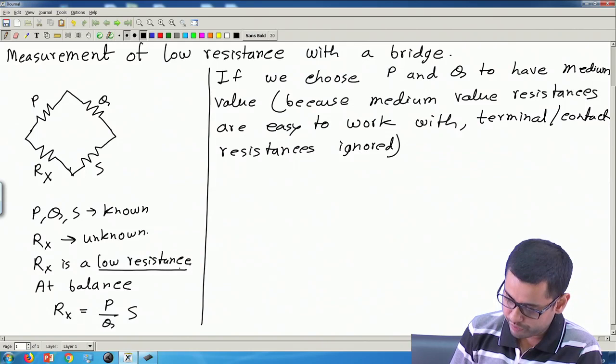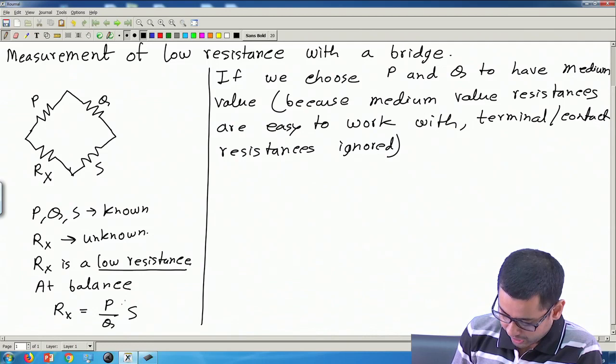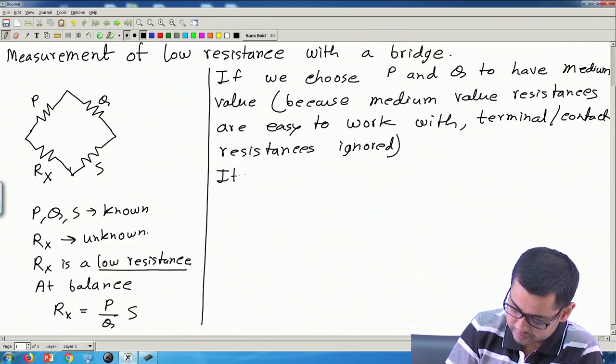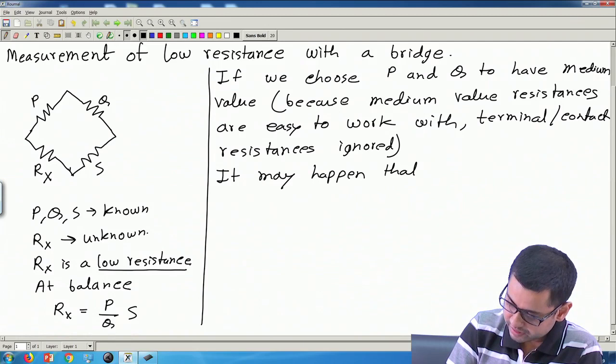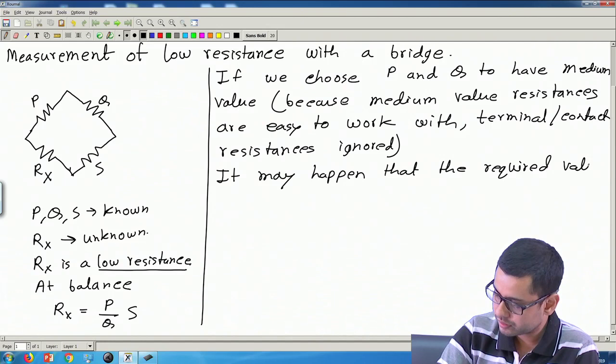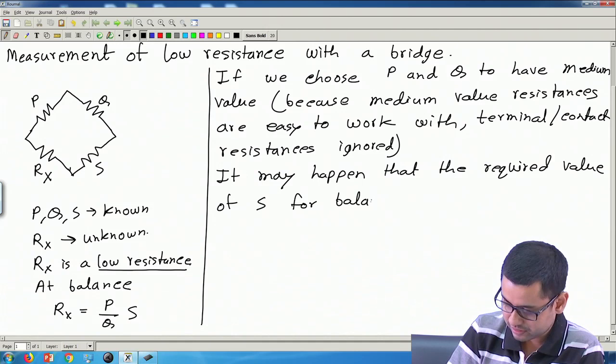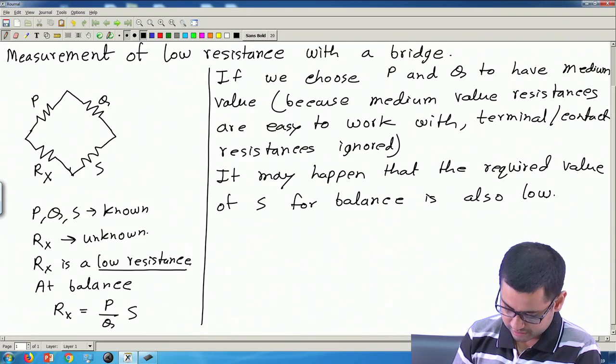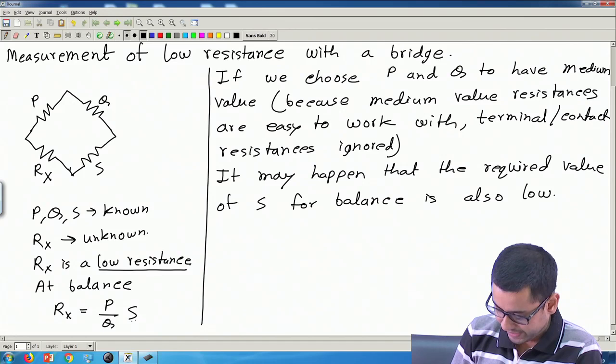So, therefore, it is possible that S is also a low value resistance that is required to get this balance. So, it may happen that the required value of S for balance is also low. Okay, it may or may not happen. It may be possible that with a medium value S, this quantity P S by Q comes out to be of a low value. It's fine. Okay, not much issue.